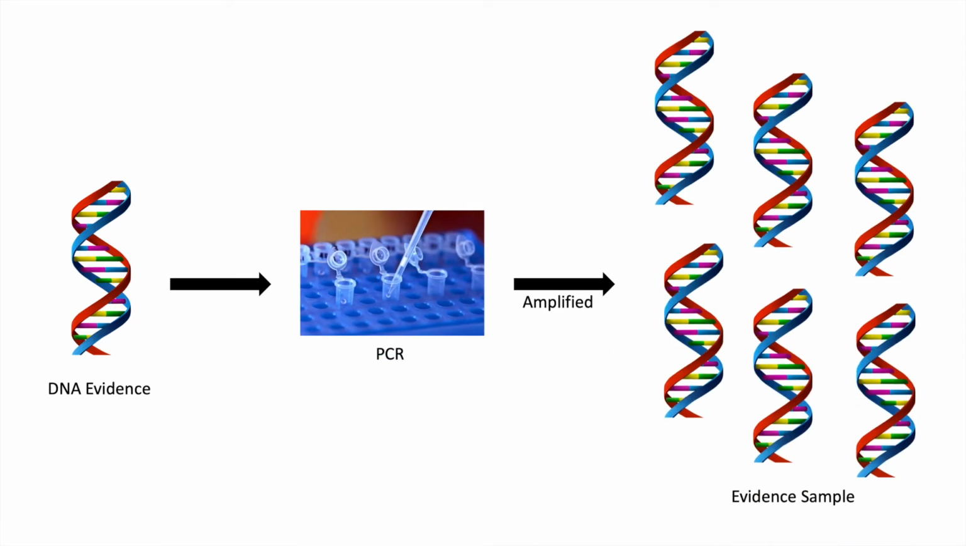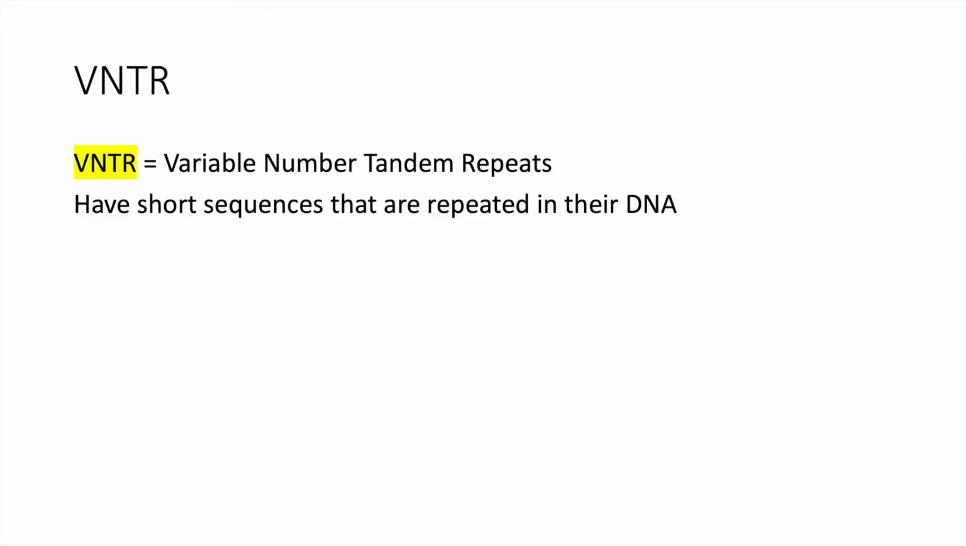Usually, DNA samples taken from a crime scene are too small to be analyzed, and so they go through an amplification process through PCR. Then this amplified sample is used to test as our evidence sample. We will be using VNTR from the DNA evidence as our DNA fingerprints.